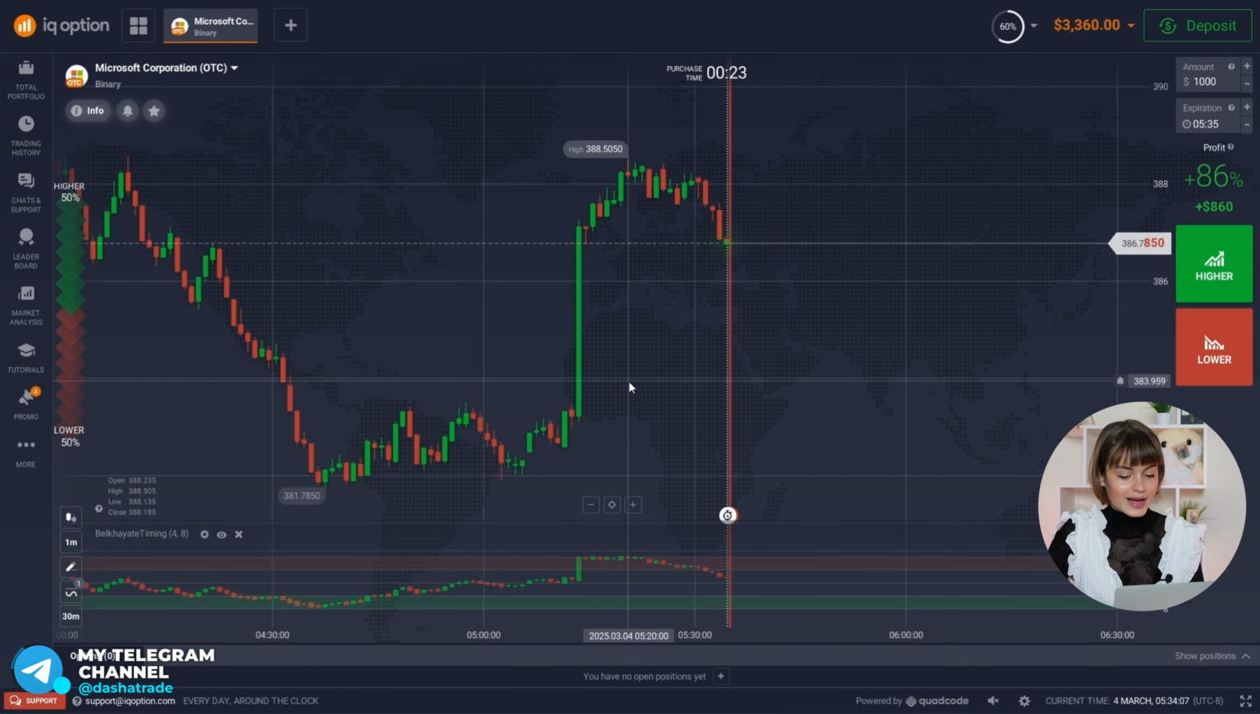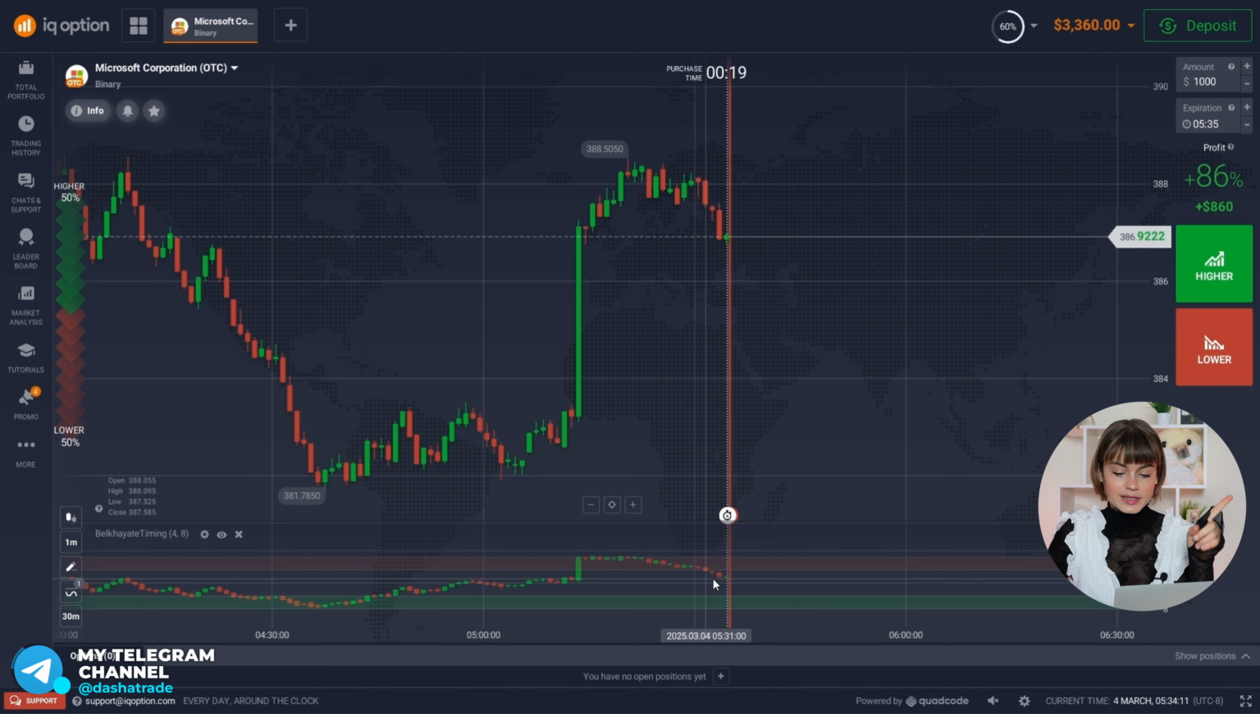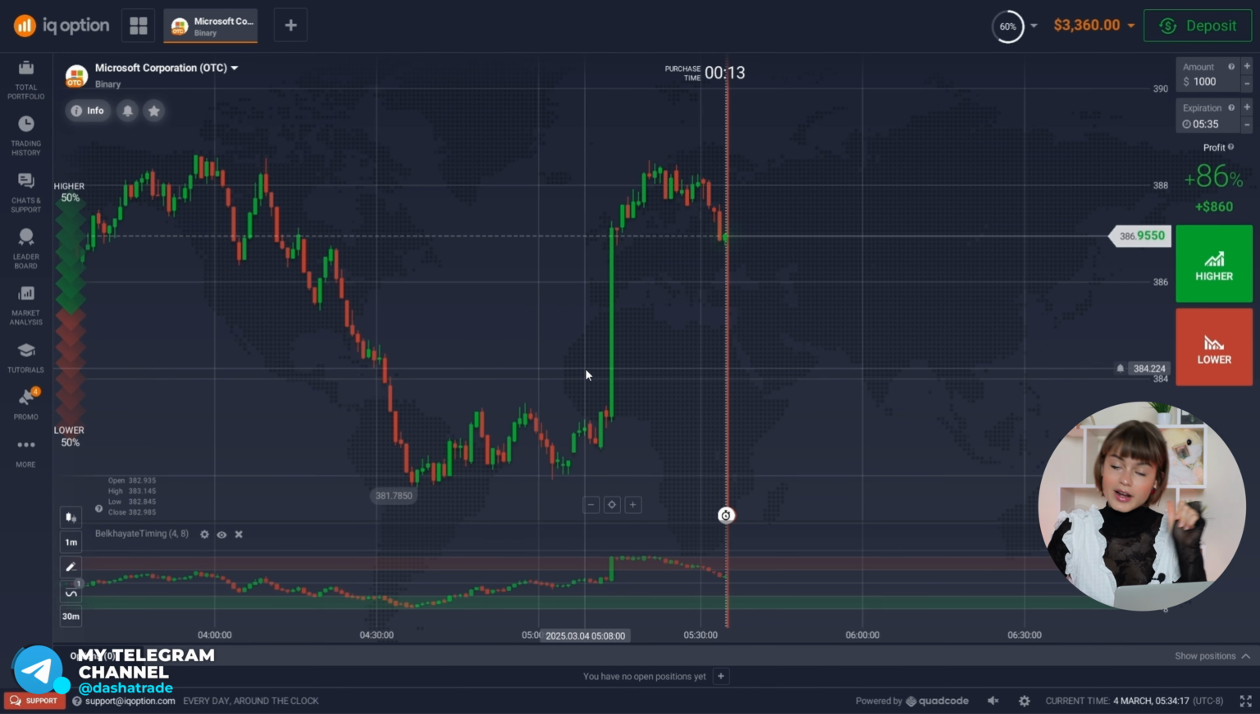As a reminder, I used only two factors to enter the trades. The first factor is that the price was near our level on the indicator, and the second factor is a certain confirming factor on the chart.